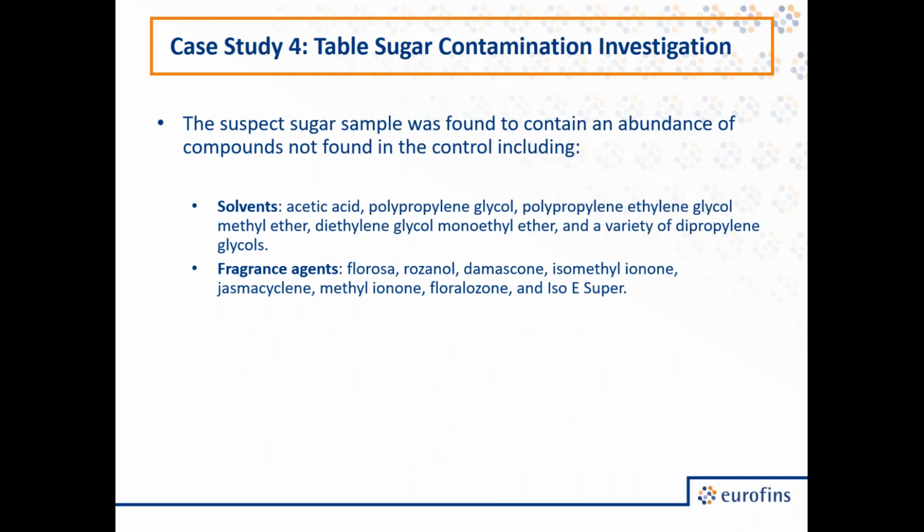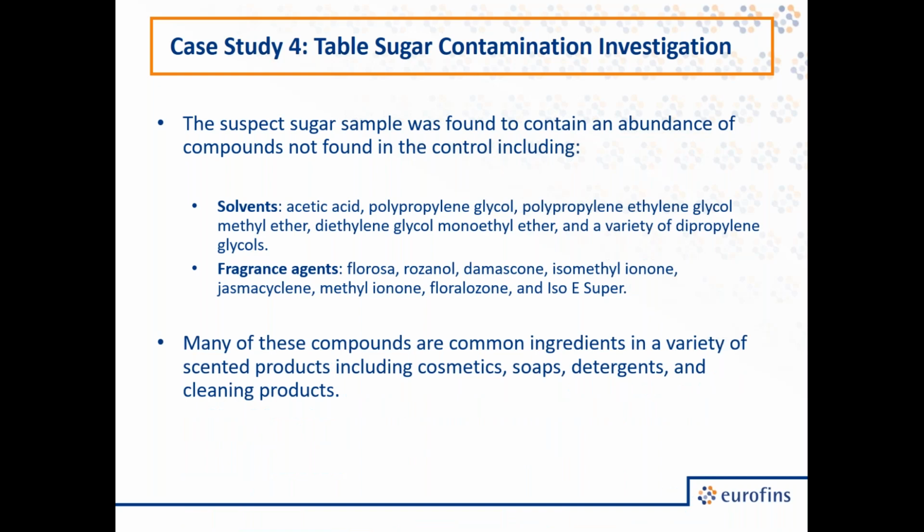So as I said, we have an abundance of excessive compounds that were found in our suspect sugar that were not found in the control. And these could be found in a variety of products, in particular cosmetics, soaps, and detergents. Based on the high levels of solvents, in addition to fragrance agents, it's likely a soap or detergent.